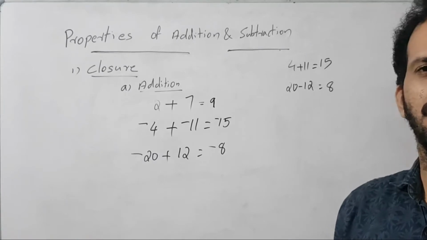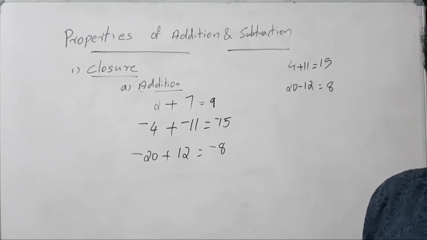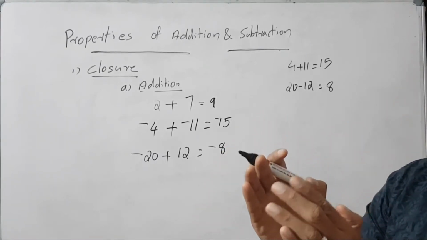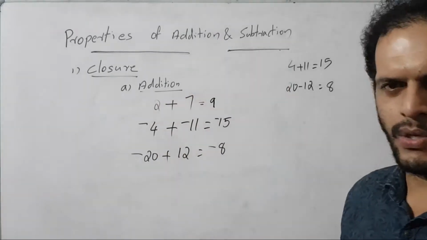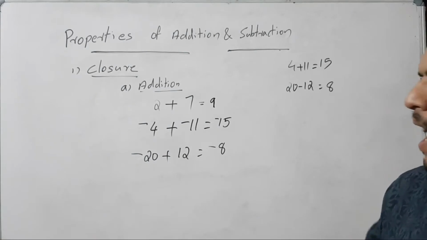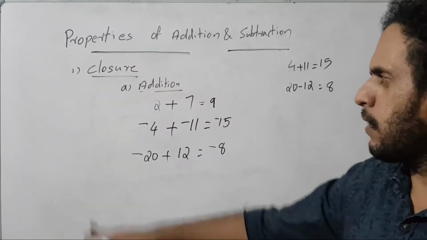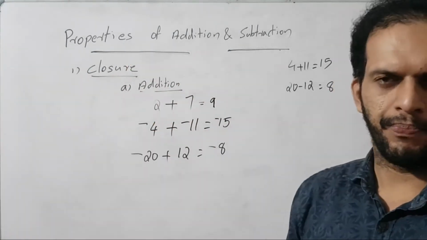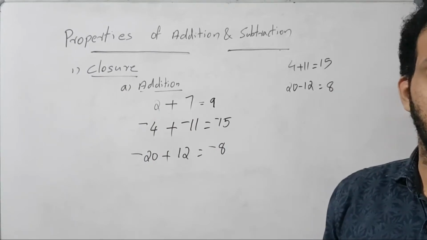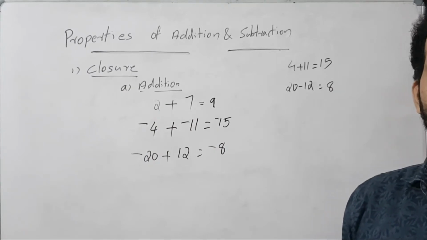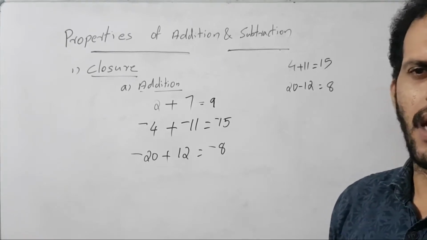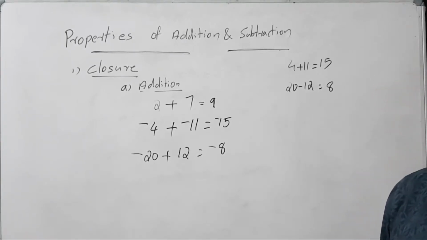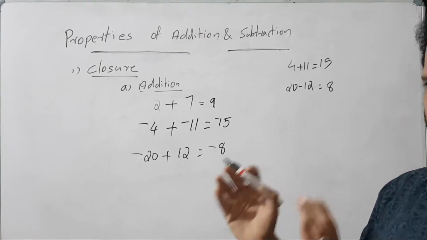So if we take two numbers from the same category and add them together, the result is also in the same category. So we conclude addition satisfies the closure property. That means integers are closed under addition.